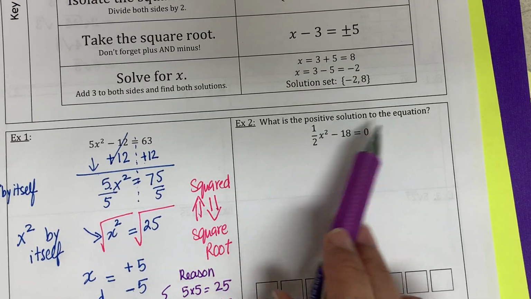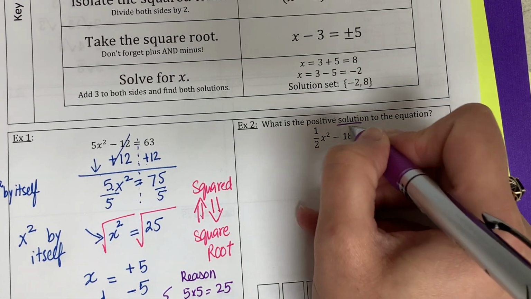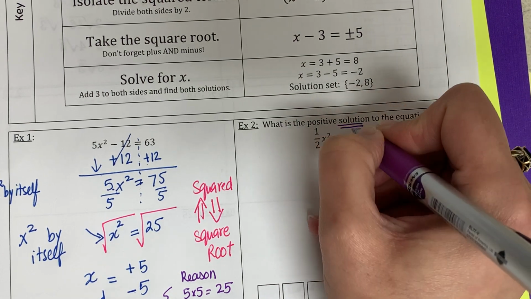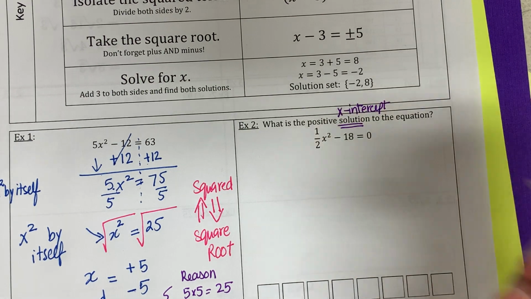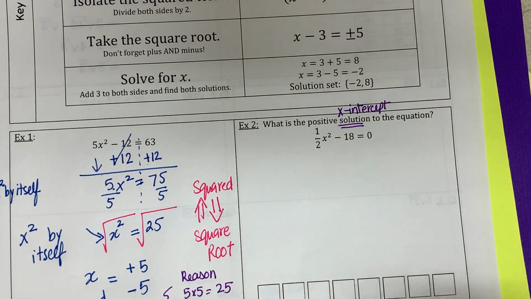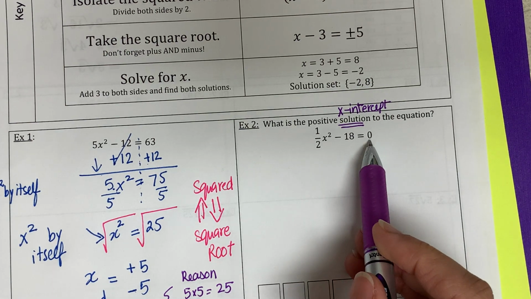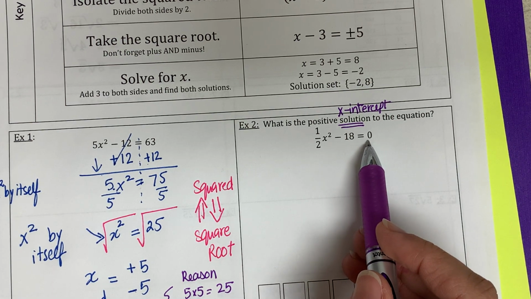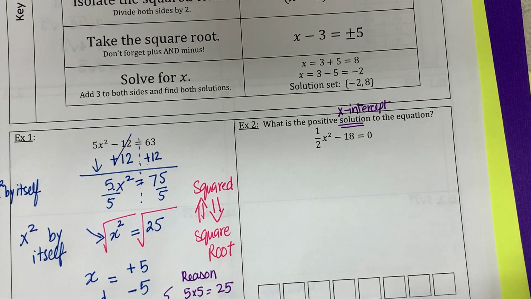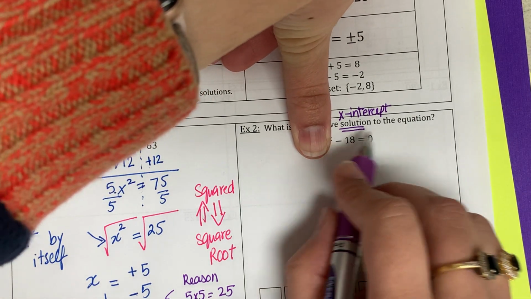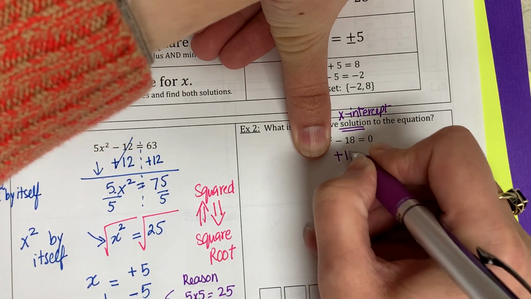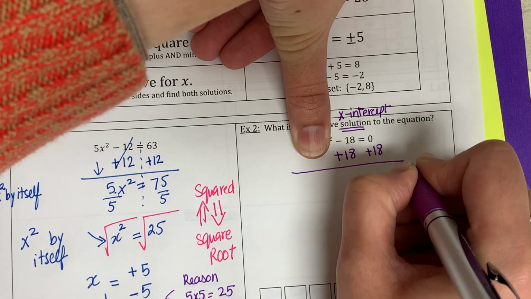Example number 2, I need the positive solution of the equation. First of all, know the word, underline the word solution. Solution is the x-intercept, or the 0, or the root. This equation is equal to 0 already, and if I use a calculator, I will have the answer, but you're required to learn it by hand, so let's do that. So first step, isolate the x squared. I'm gonna hide the x squared, and it's negative 18 over here, so I have to move this to the other side. So it should be plus 18 here and plus 18 here.